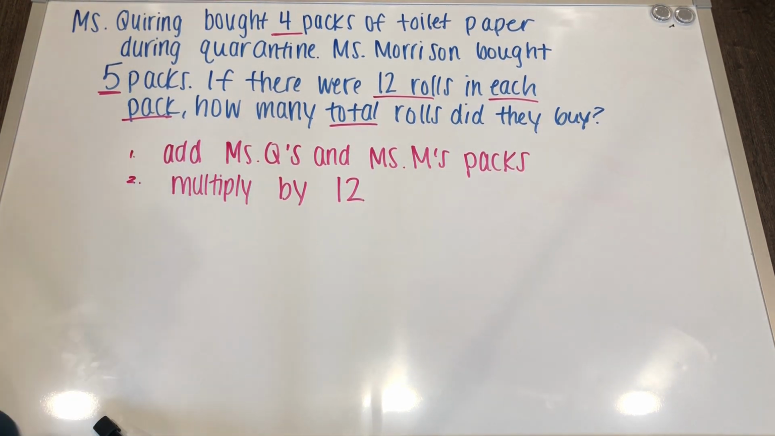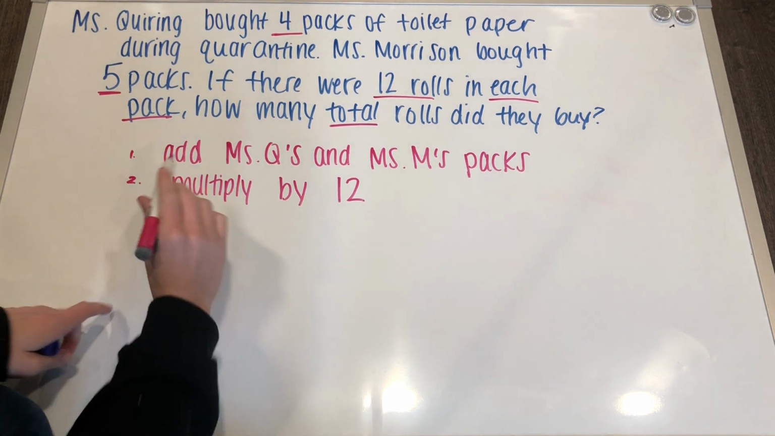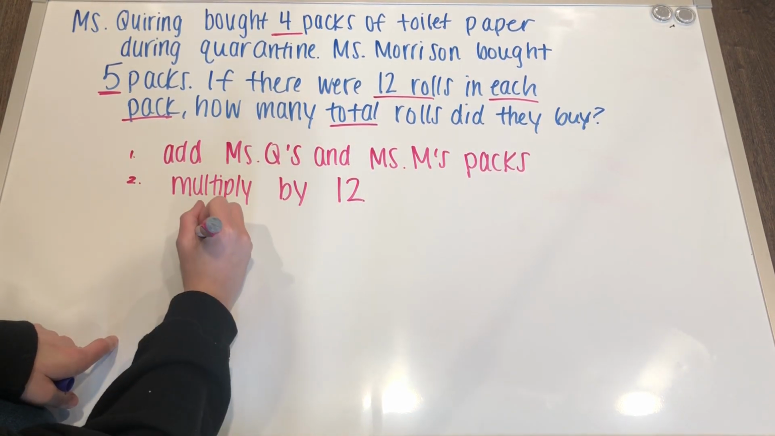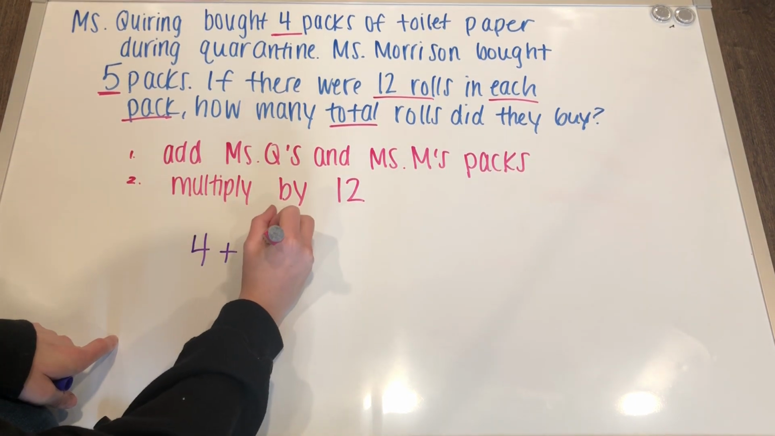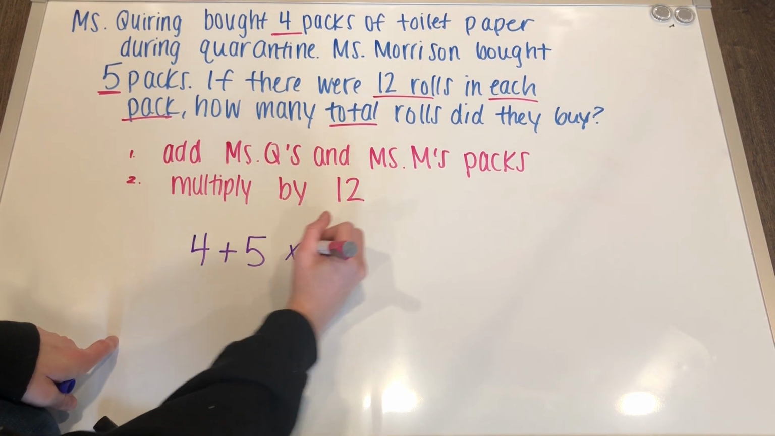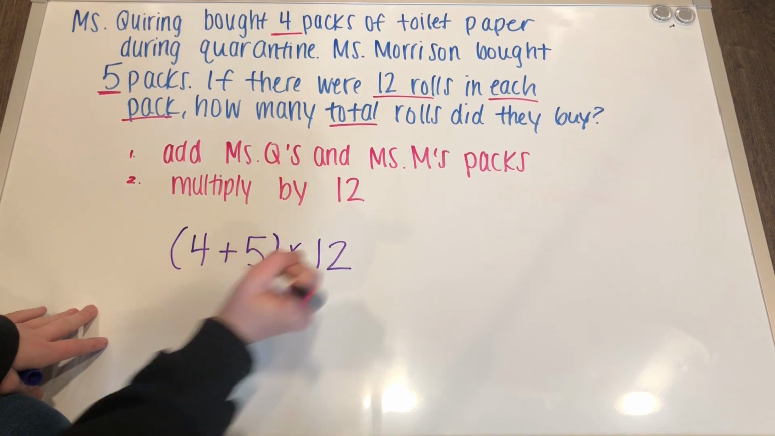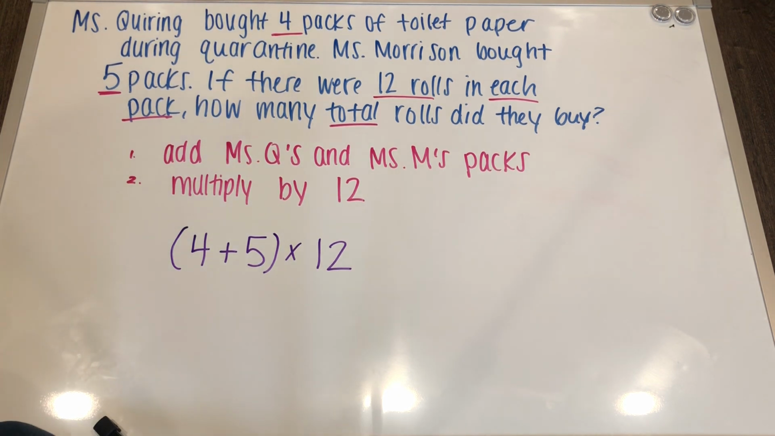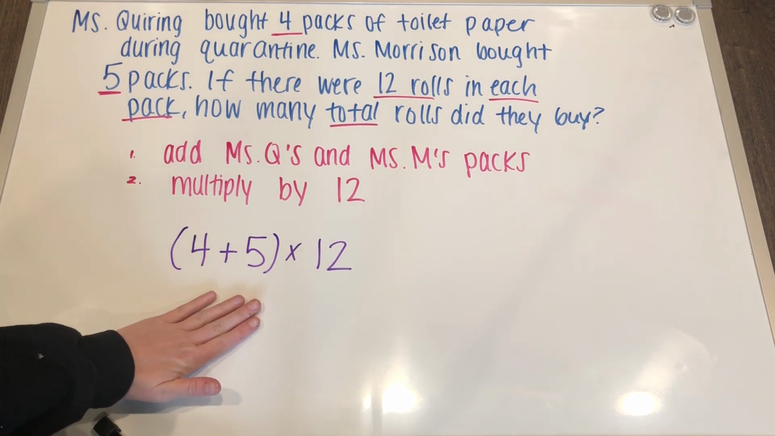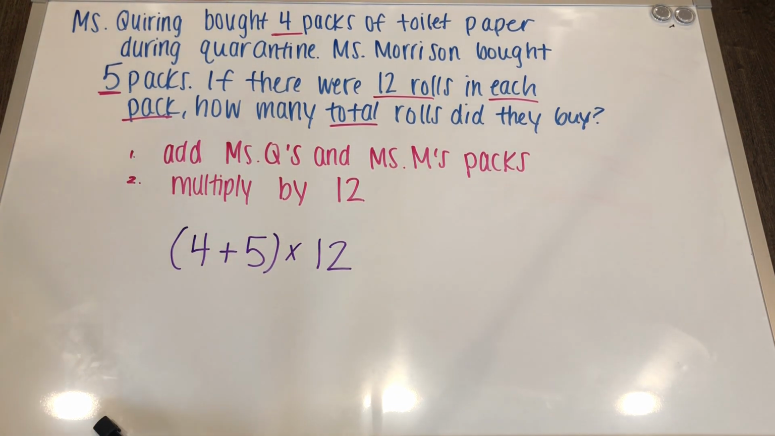Okay, then my next step is going to be to write it as an expression. An expression means that we don't have an equal sign. So the first thing we do is add our packs together. We have 4 plus 5, and then multiply by 12. Now in order of operations, when we want to make sure that we do something first, which we need to add first, we need to put parentheses around it so that that is what's going to be solved first in our problem. So here's the expression. We add our 4 and 5 packs together, and then we multiply by 12 because there's 12 in each pack.